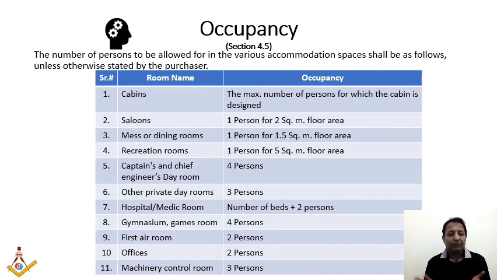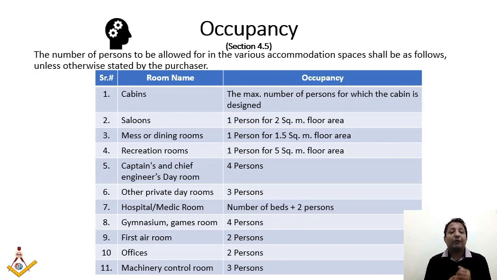For captain or chief engineer's day room, it's 4 persons. And other private day rooms, you should consider 3 persons. For hospital, medic room, it is number of beds plus two people. For gymnasium or the games room, 4 persons. And for first aid room, 2 people. For offices, 2 people. For machinery control room, 3 people.